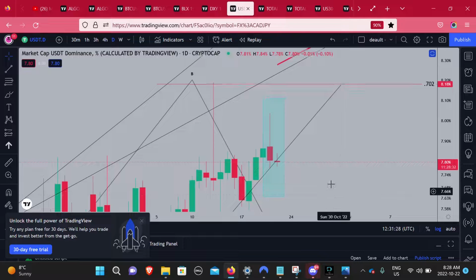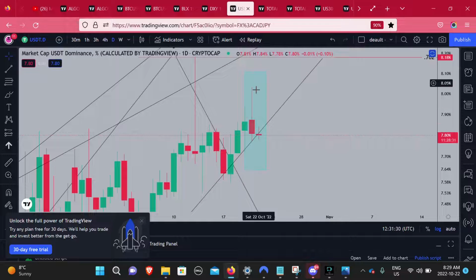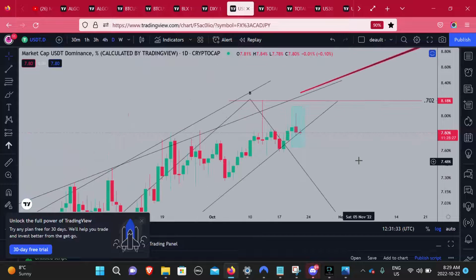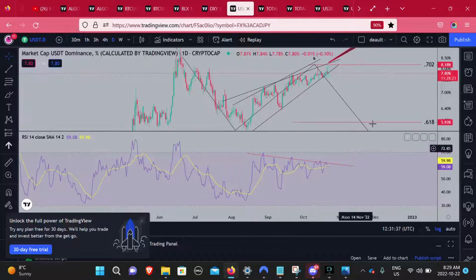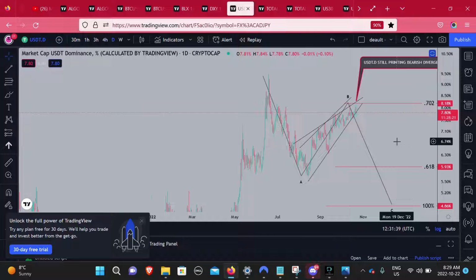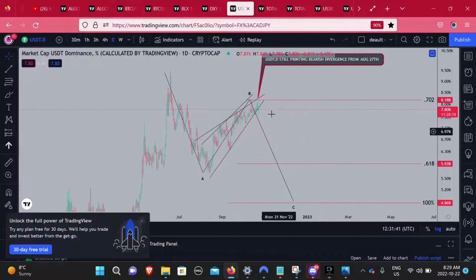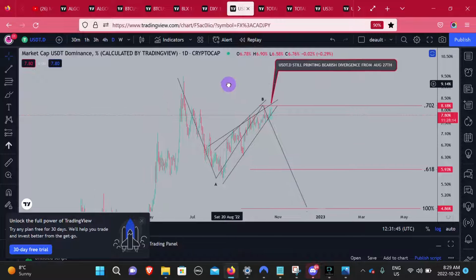Plus we had this bearish pin bar candle right here. Okay? We're losing momentum. We're losing momentum because we can see that on the RSI playing out since August 27th. So this is, if you guys don't know what this is, basically the DXY of crypto.